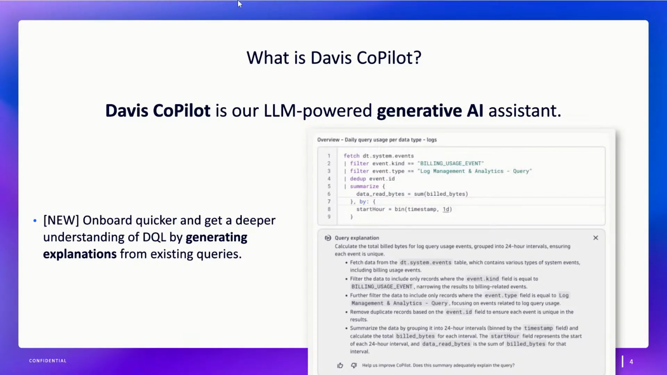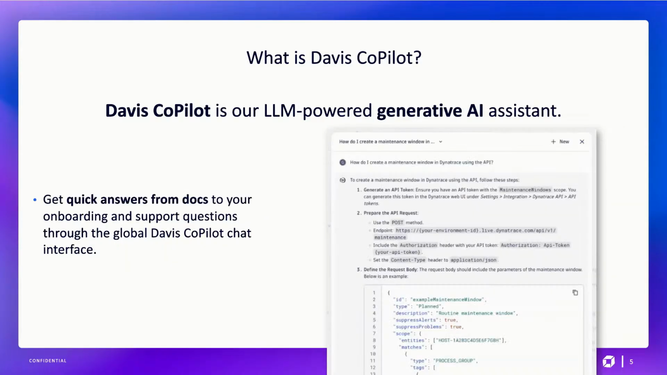The next functionality is the ability to onboard quicker and get a deeper understanding of DQL by generating natural language explanations and summaries from existing queries. This is a super powerful functionality for anybody who is completely new, who is trying to onboard, who is starting to learn DQL. What we offer as well is a global chat interface.